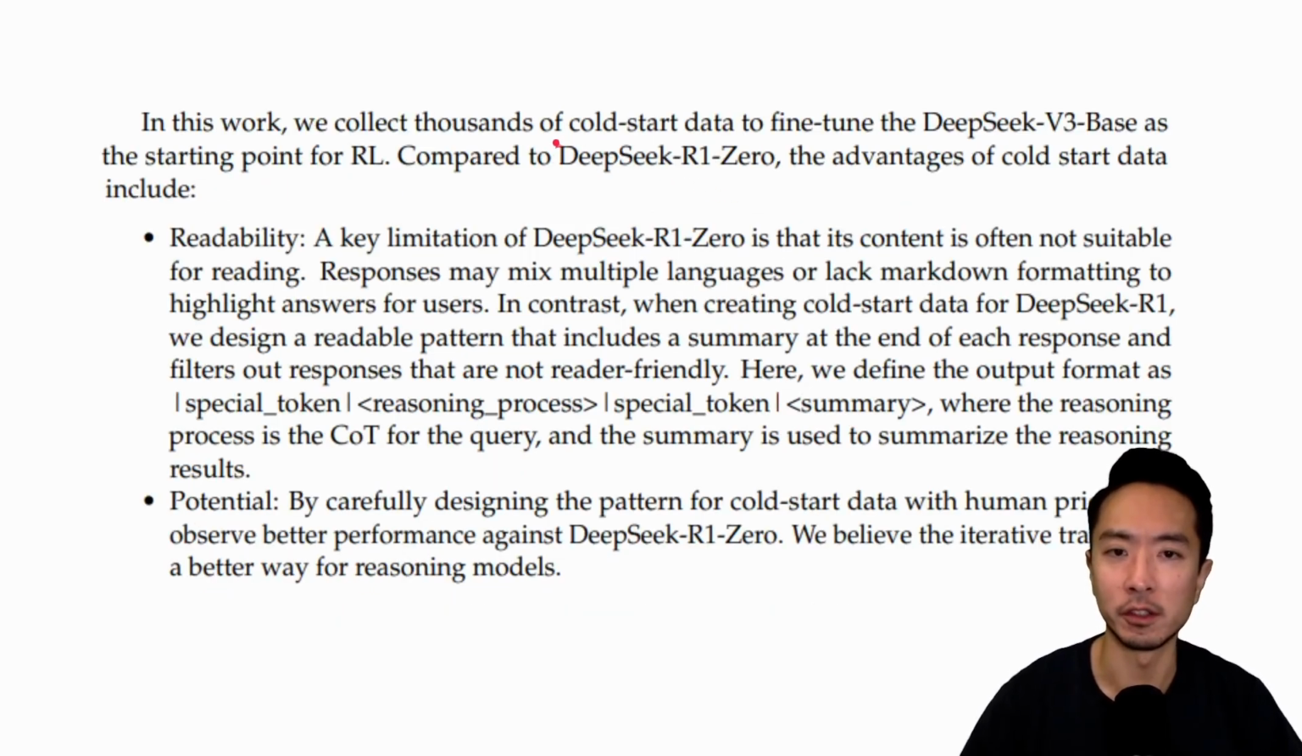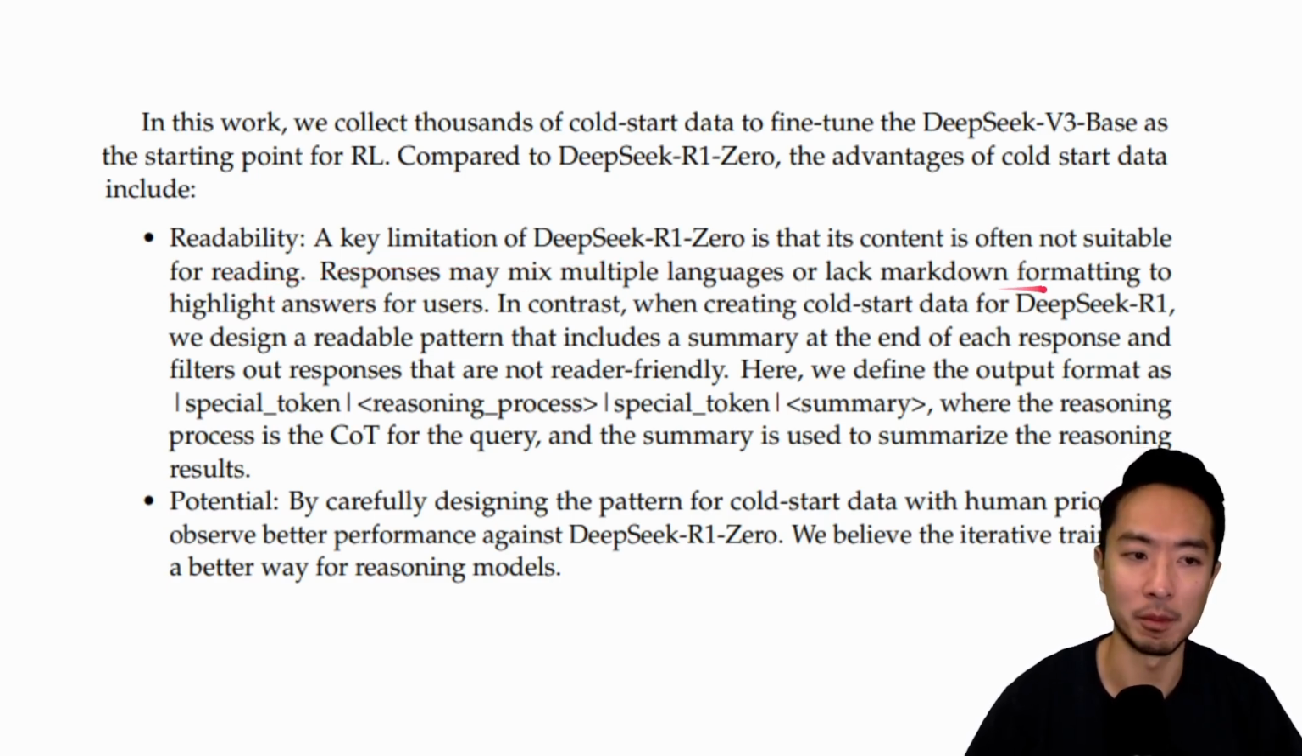So they focus on using cold start data to fine-tune their DeepSeek V3 base model. The two things that this helps with: first is readability. You can see that a key limitation of DeepSeek R1-Zero is that content is often not suitable for reading. Responses may mix multiple languages or lack markdown formatting to highlight answers for users. So what this does is it creates a more readable pattern, and it makes it easier for the users to read the response. And we also have the potential: by carefully designing the pattern for cold start data with human priors, we observe better performance against DeepSeek R1-Zero.